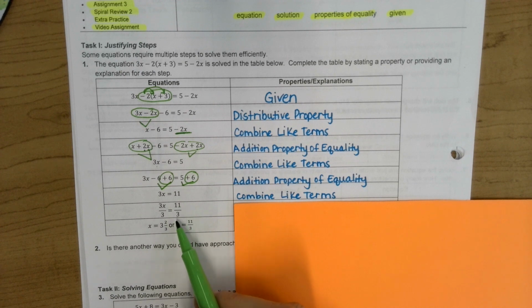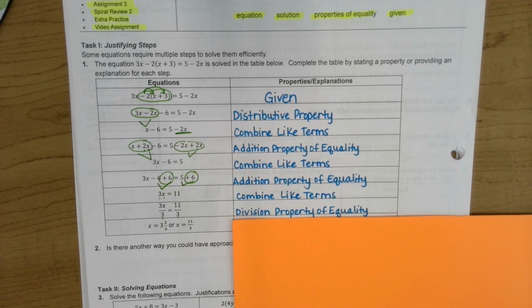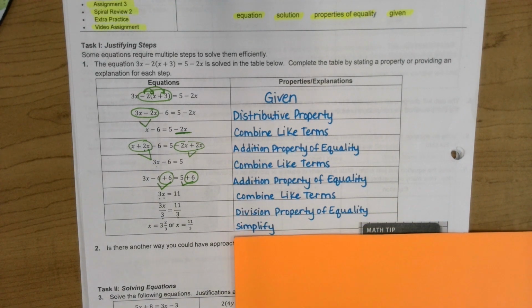3x divided by 3 equals 11 divided by 3. We want to get x isolated or by itself. So if it's 3 times x, we have to do the opposite or inverse and divide by 3 on both sides. So that's the division property of equality. And then x, you can write it as a mixed number, 3 and 2/3, or usually the standard form is to just keep it as an improper fraction, x equals 11/3, so that would be simplified. So make sure you're familiar with the properties.